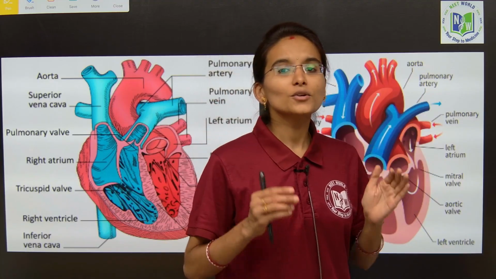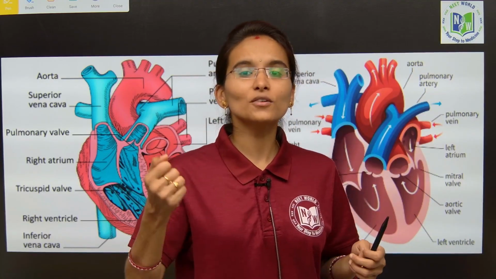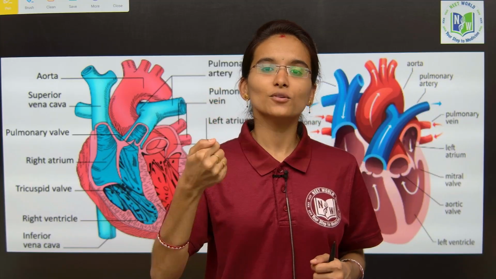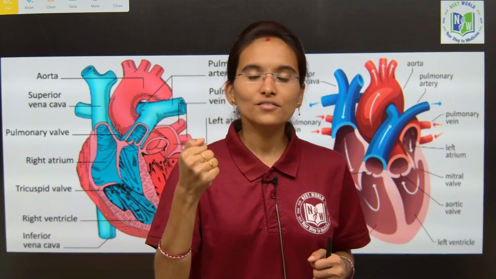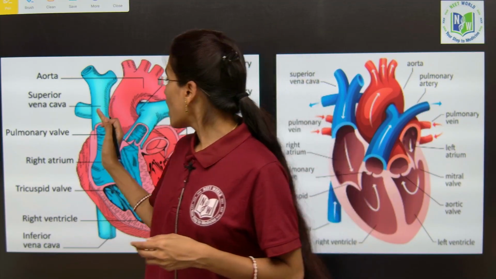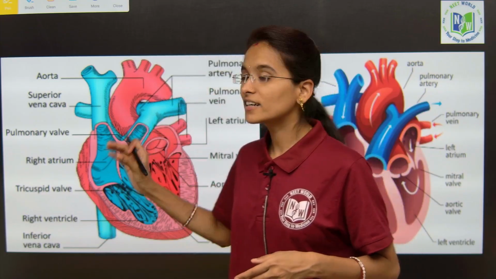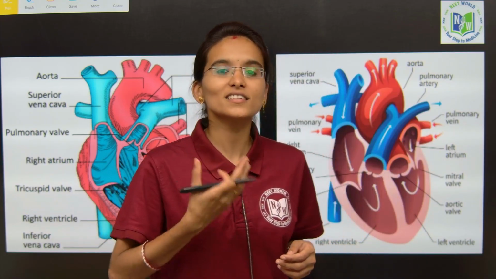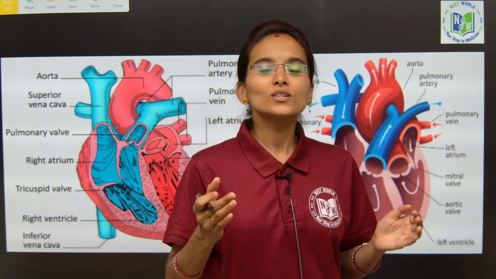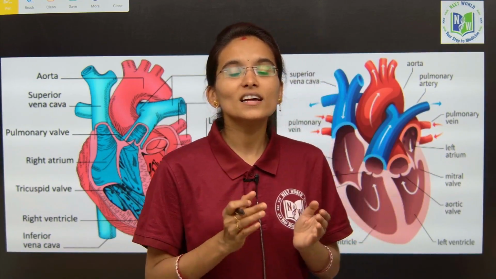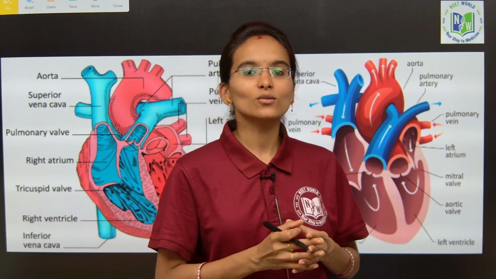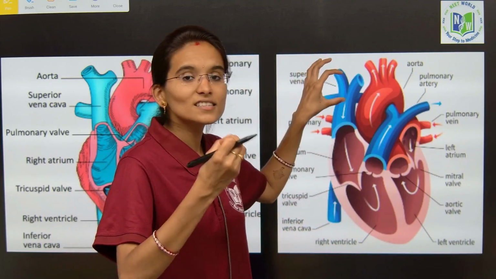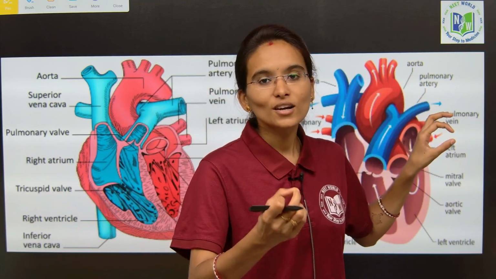The human heart is equal in size to our fist. Can you see? The heart is located in the thoracic cavity. Thoracic cavity means chest cavity, my dear students. The heart is located in the thoracic cavity in between the lungs. We have a pair of lungs, and in between the lungs, at the center, the heart is located.